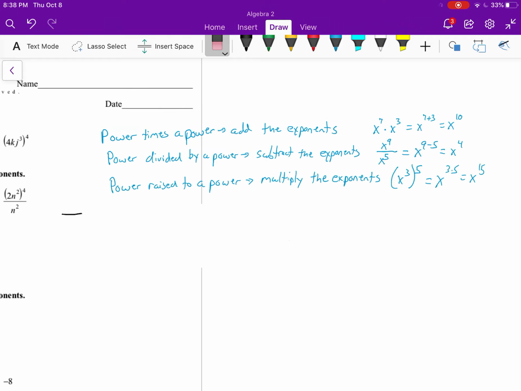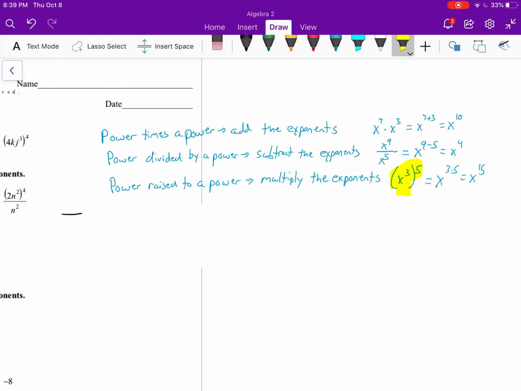Next, we have a power raised to a power. And we're going to multiply the exponents. So when you have a power raised to a power, x cubed, the whole thing to the 5th power, we're going to multiply the exponents, so that would equal x to the 15th.